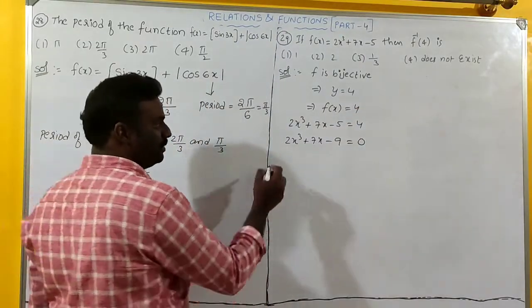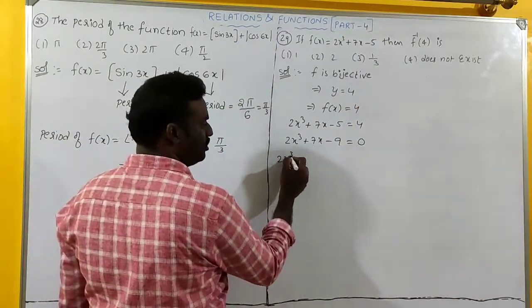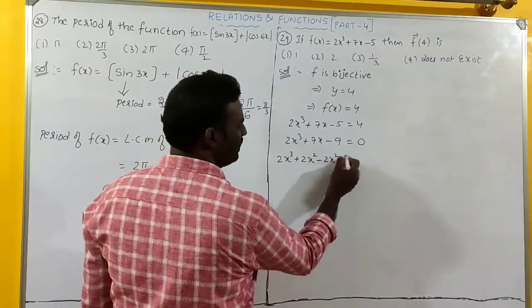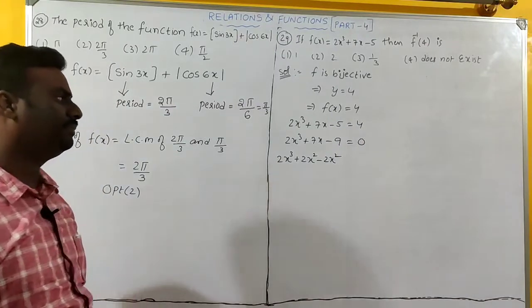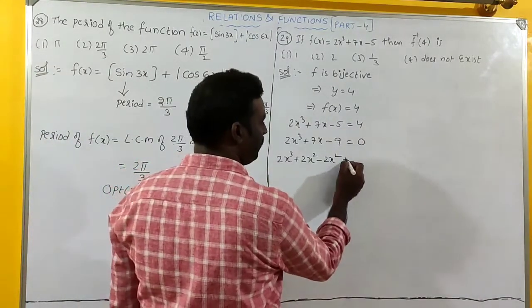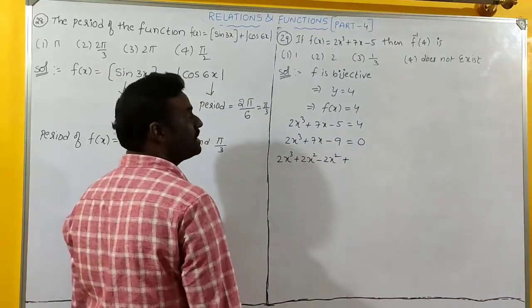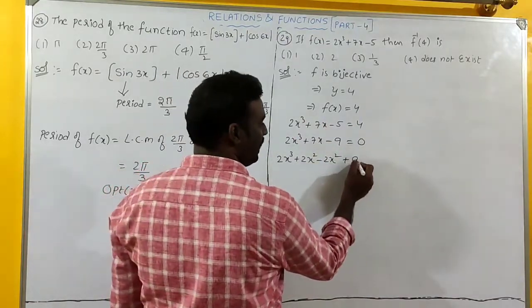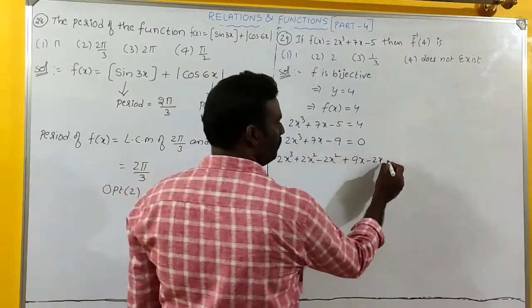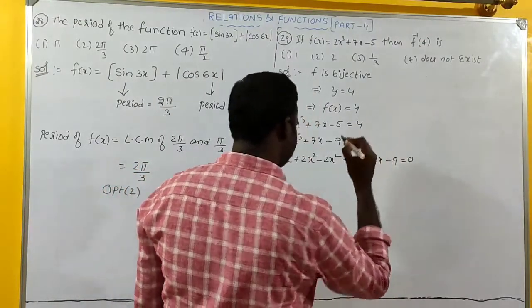For this what will I do? 2x cube, I am adding 2x square and subtracting 2x square. Okay, next. This 7x can be written as 9x minus 2x. Minus 9 is equal to 0.